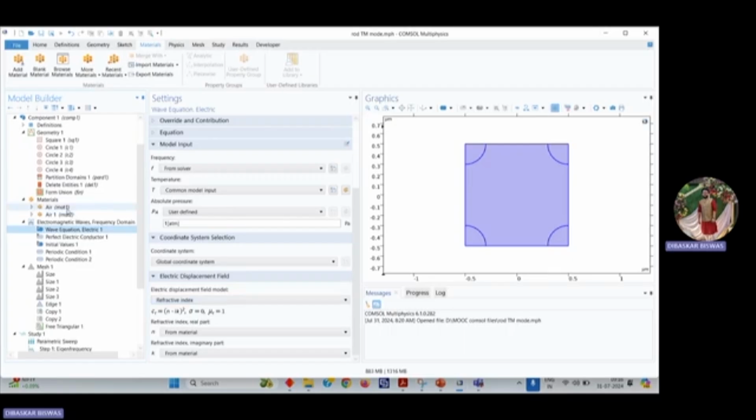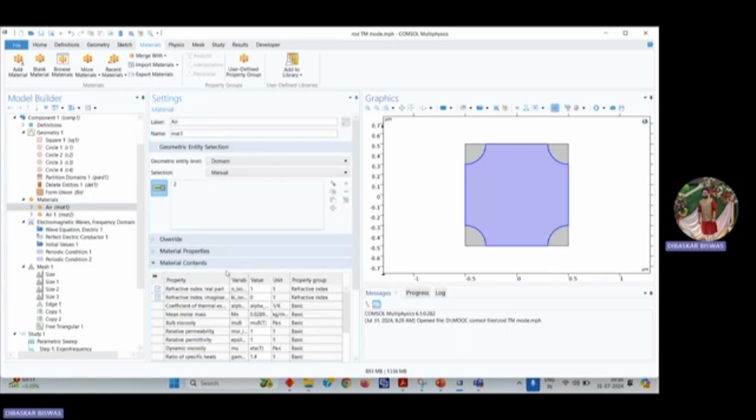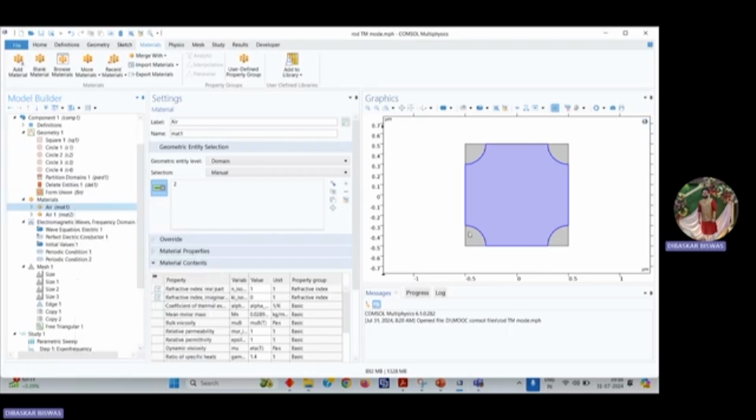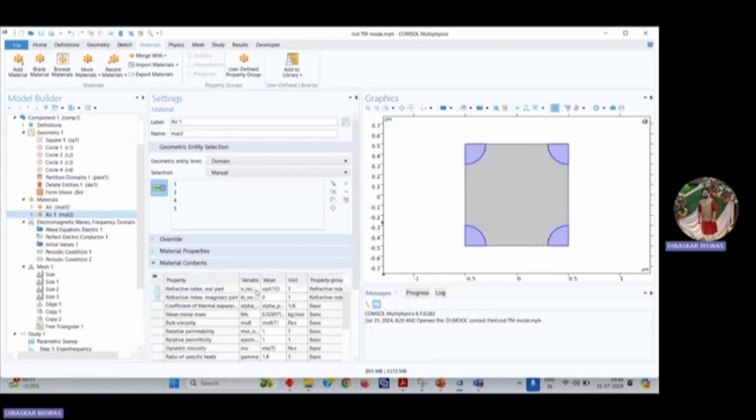Okay, and then you go again to air, and in the material contents you give refractive index as 1. Then you right click here and create a duplicate version of it, because dielectric has the same properties as air, just with a difference in the dielectric constant. So you get this, and then you change the refractive index to square root of 12. Then you select all those dielectric rods.